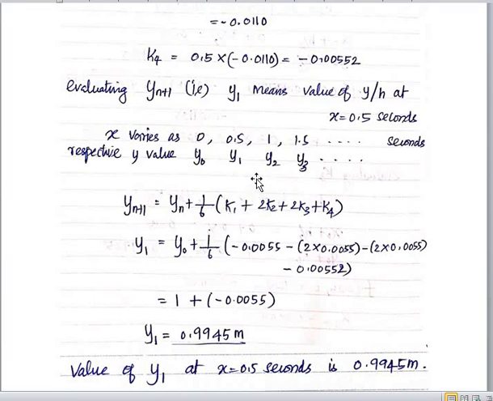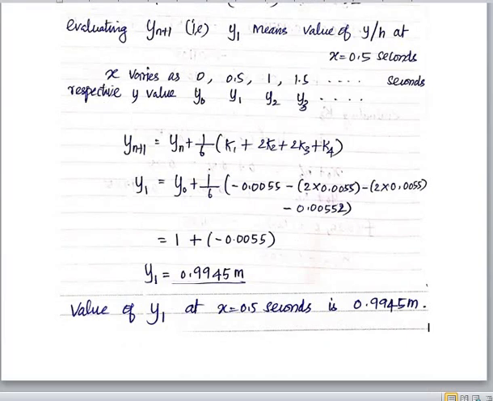So let us substitute all these values here. y0 is 1, and 1 minus this value will be 0.9945 meters. So after 0.5 second, the level of water inside the tank has dropped from 1 to 0.9945 meters. Here I am referring to meters. So the value of y1 at x equal to 0.5 second is 0.9945 meter.